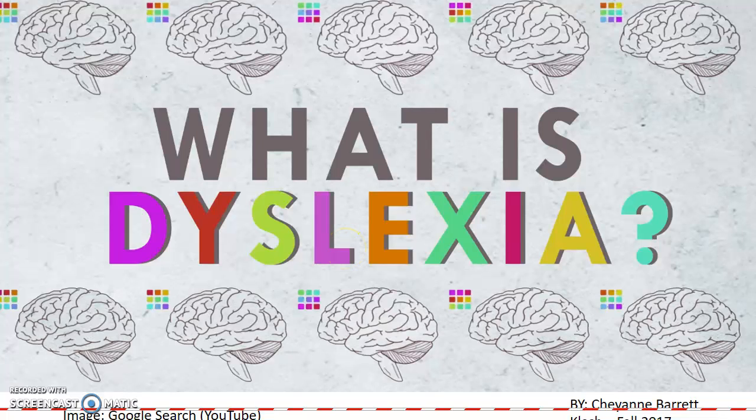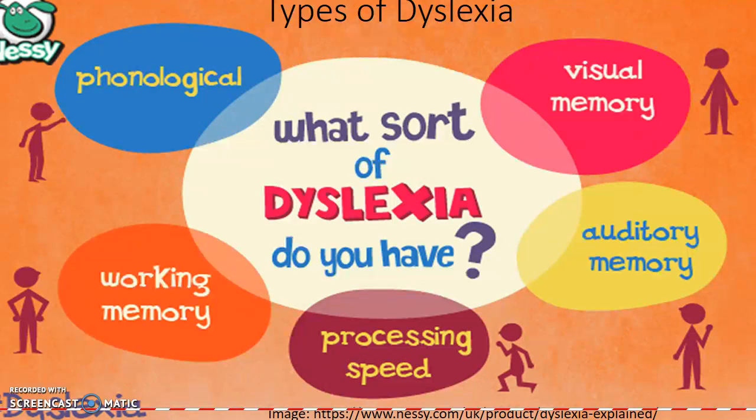What is dyslexia? Dyslexia is a general term for disorders that involve difficulty in learning to read or interpret words, letters, or other symbols, but does not affect general intelligence. There are many types of dyslexia. We're going to go over a few today: phonological, working memory, visual memory, auditory memory, and processing speed. All these can be a part of dyslexia.